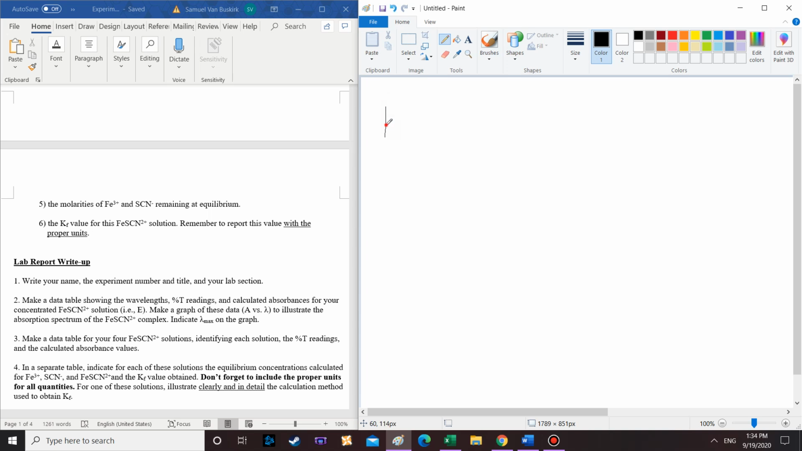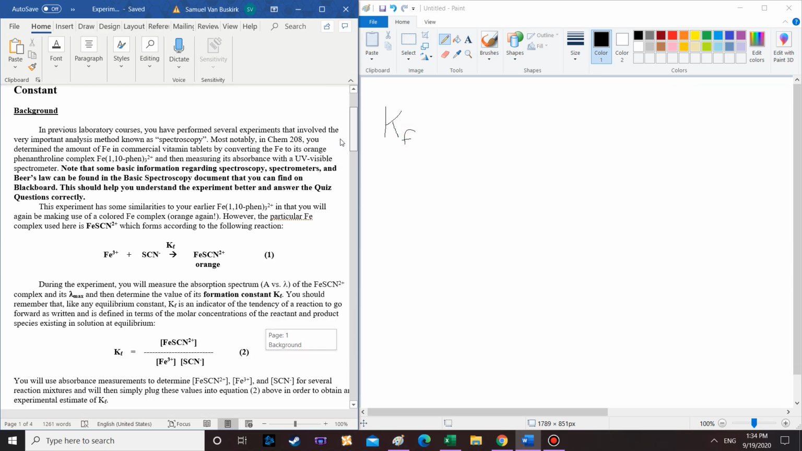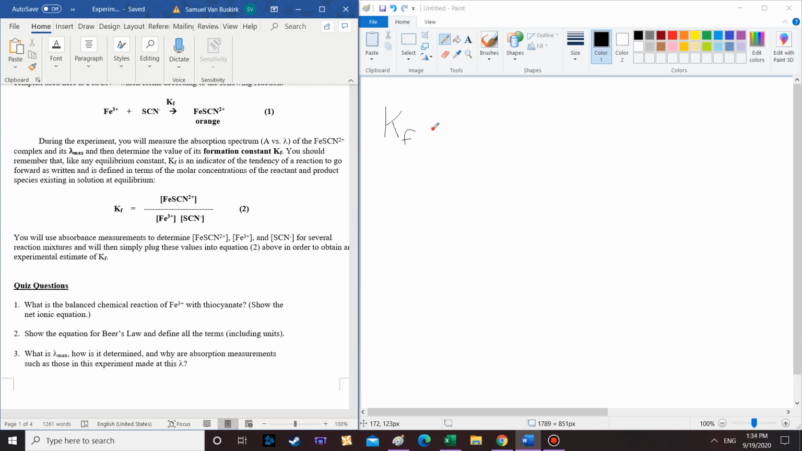So let's write out KF, but just in terms of units. Going back up, here's our formula for KF. I'm just going to write it in terms of units. On the top, let's draw our fraction. All three of these concentrations are in molarity, moles per liter. I'm just going to write out moles per liter here. Keep that simple.